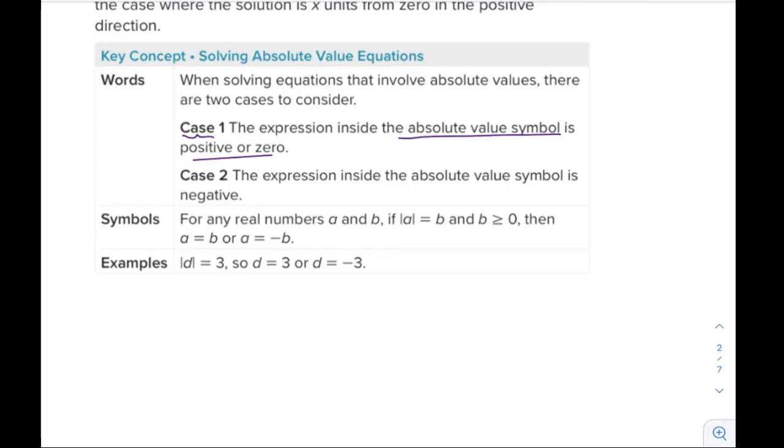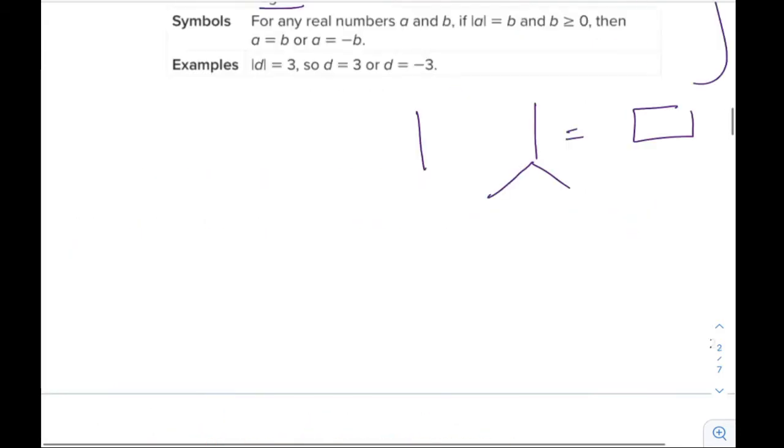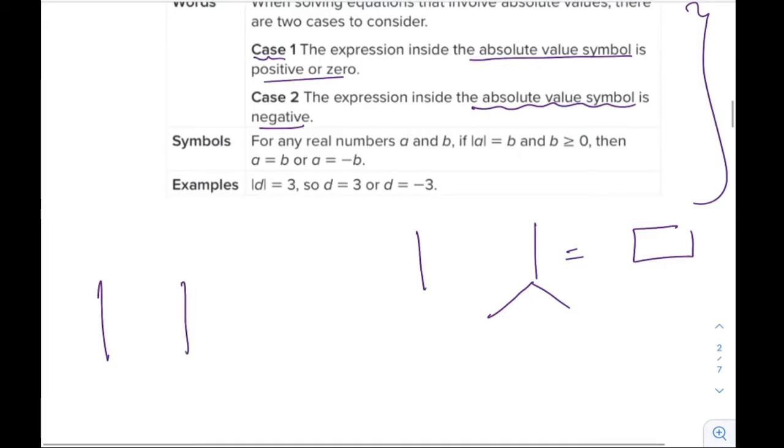Case 1, the expression inside the absolute value symbol is positive or 0. Case 2, the expression inside the absolute value symbol is negative. So this case will include an absolute value expression with a positive number. We have two cases, and we will see how we are going to deal with these cases. But if the absolute value equation is equal to a negative number, let's say the absolute value is -5, we just said that the absolute value will never be negative.